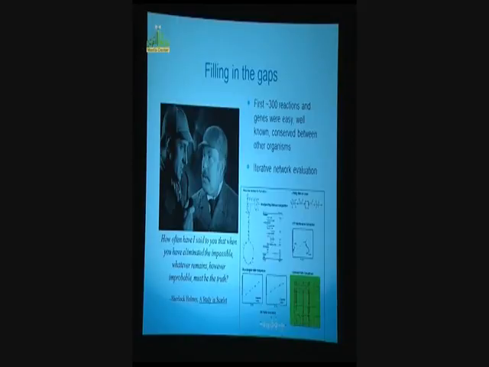So the first 300 reactions and genes were very easy. They were well conserved between organisms. We can easily put them together. The only problem is that the network built from these 300 didn't make any sense. There were holes. There were things which we knew this organism is doing, but our model didn't.